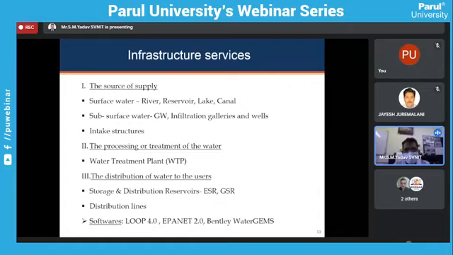Then the second infrastructure facility, as you know, when there is a rainfall.